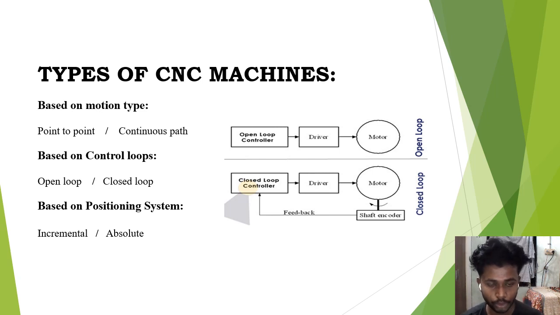When it comes to the closed loop system, the same process is done in the beginning. That is, the driver gets the input from the user and gives the compiled version of the coding to the motor, and it does not stop there. It gives feedback to the controller, which is the user. Like we get a simulation of the thing that we intended to get, which helps us make sure that we get the desired outcome. So this is the difference between the open loop and the closed loop system. Then, based on the positioning of the system, there are incremental and absolute, which we will see on the upcoming slides.